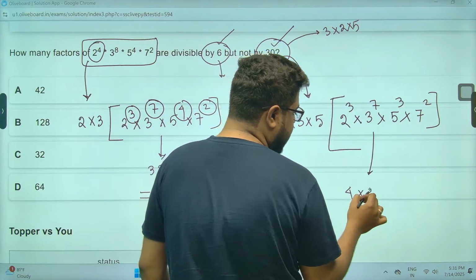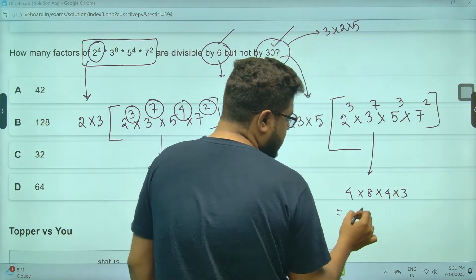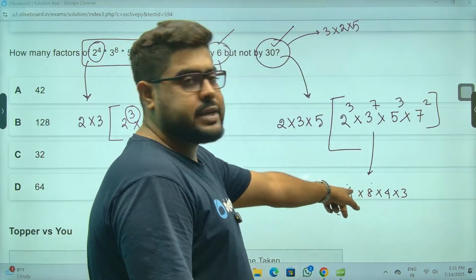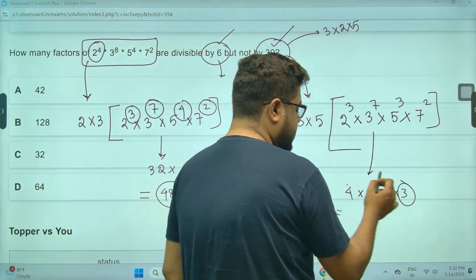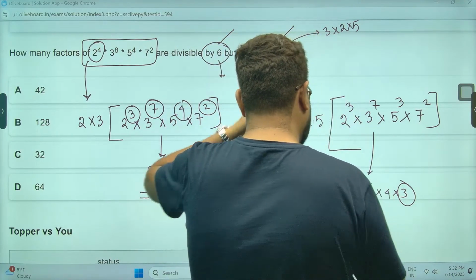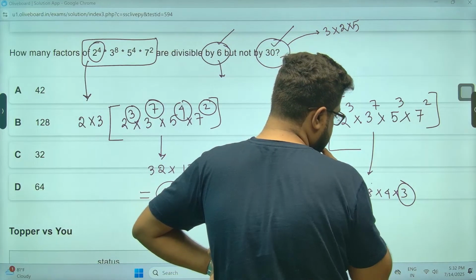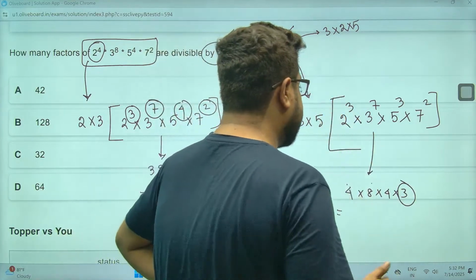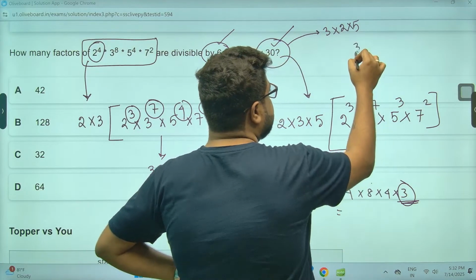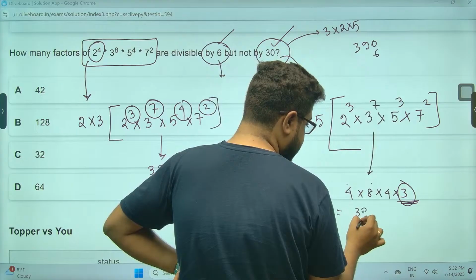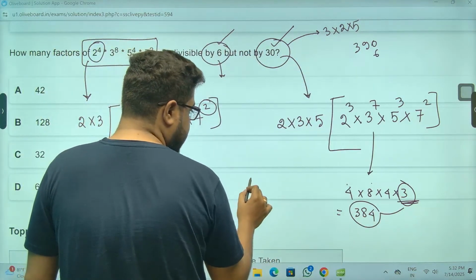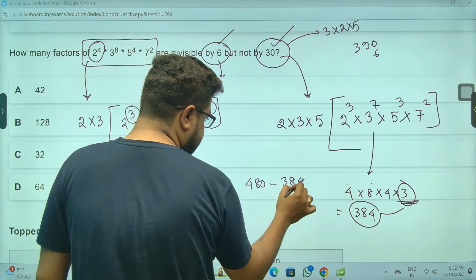Calculate it. This is 4 into 8 into 4 into 3. 4 into 8 is 32, times 4 is 128, and 128 into 3. 120 into 3 is 360, so 128 into 3 is 384. I had a brain fade. So how many are they? 480 minus 384. 96 will be the answer.